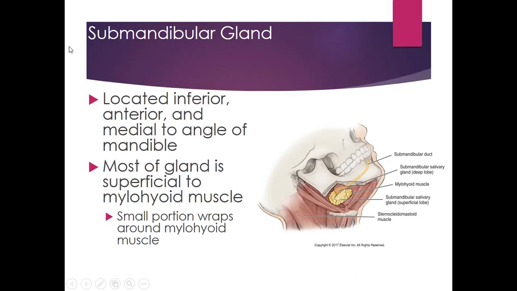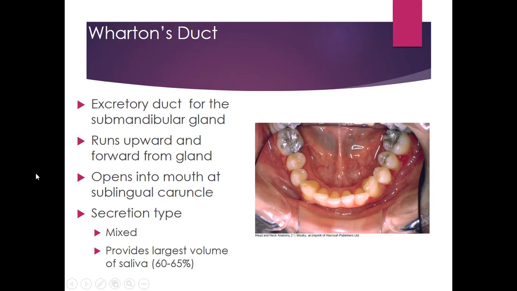So now let's talk about the submandibular gland. It's located inferior, anterior, and medial to the angle of the mandible, and you can probably feel yours right now. Okay, most of the gland is superficial to the mylohyoid muscle, but a small portion wraps around it. So here's the mylohyoid muscle here, and you can see this gland sort of hugs that mylohyoid muscle. The submandibular gland excretes through the Wharton's duct, and you can see evidence of the Wharton's duct through the sublingual caruncle. So you'll see that right here. It runs upward and forward from the gland.